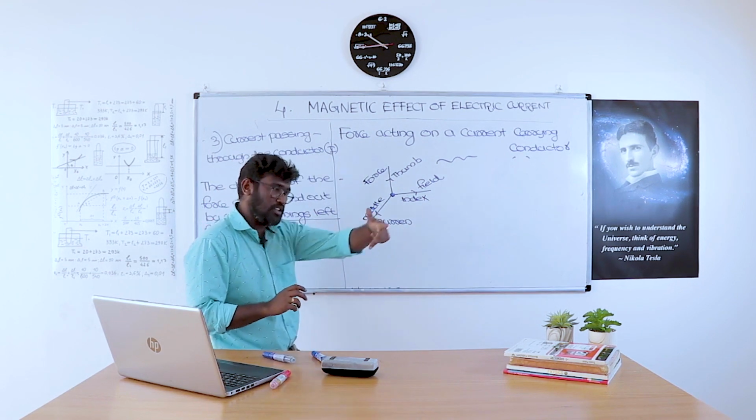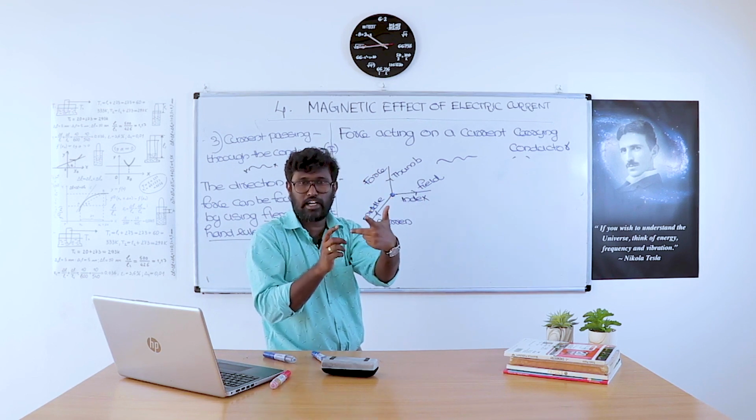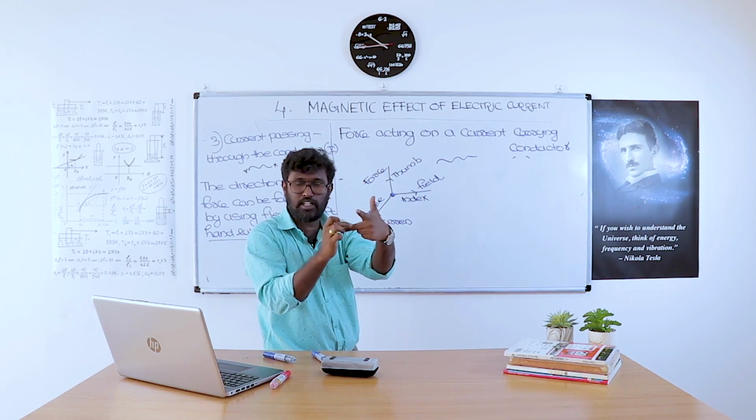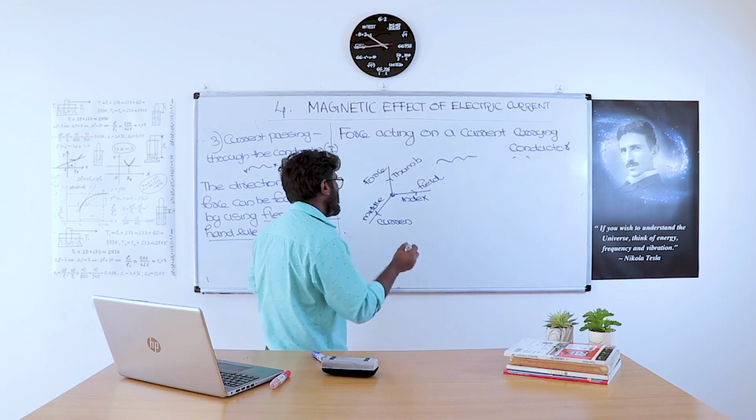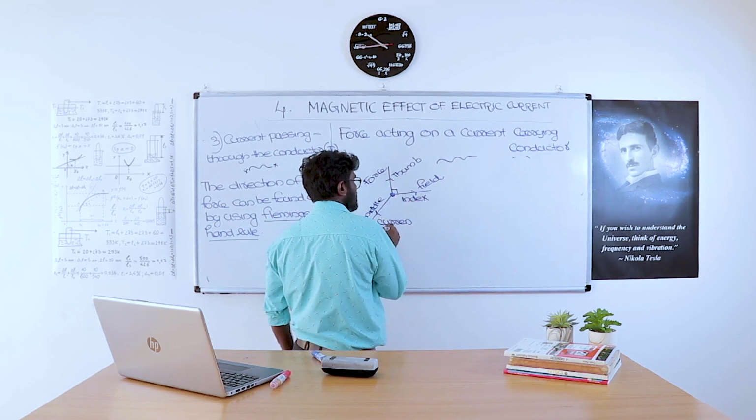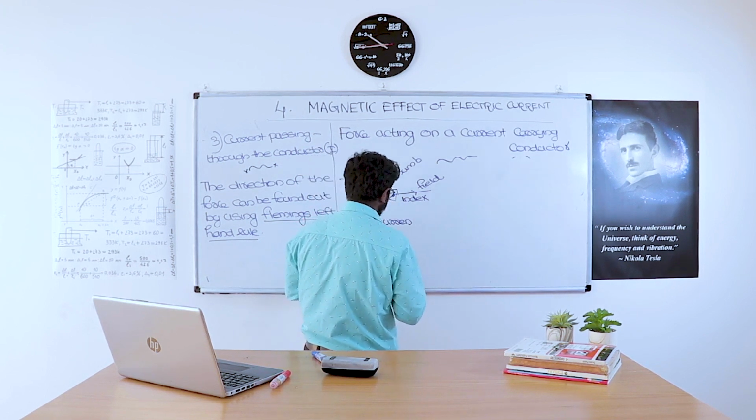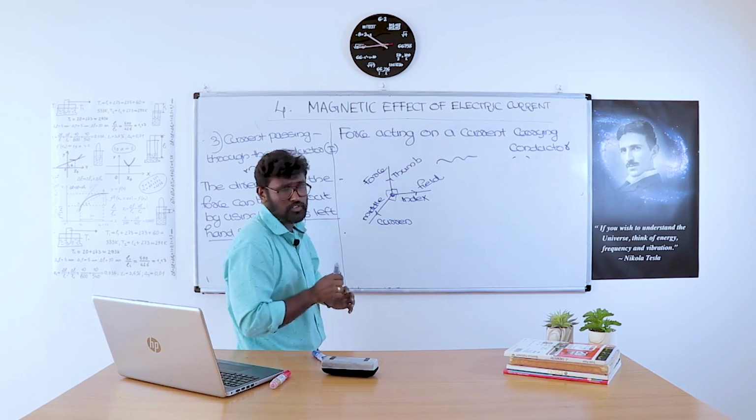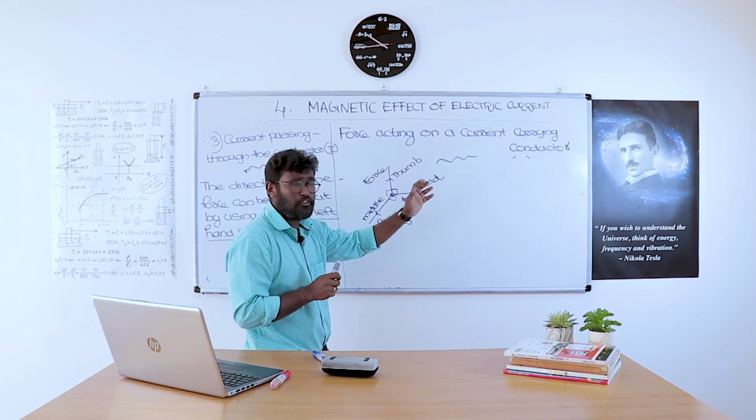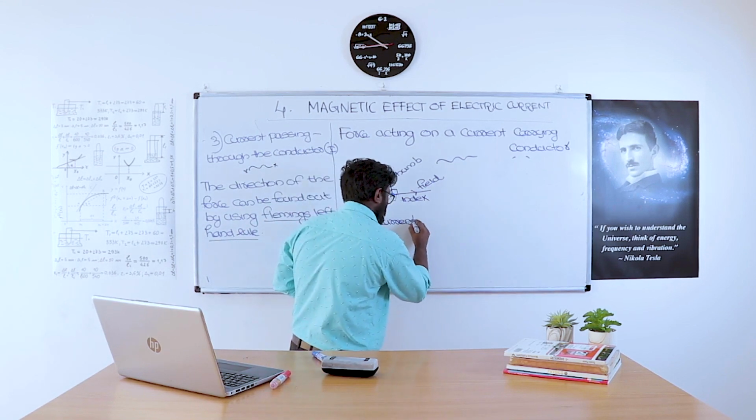According to Fleming's left hand rule, stretch the forefinger, middle finger, and thumb in mutually perpendicular directions. That means the angle between them is 90 degrees. What about the angle between the thumb, force, and field? Force and field, the angle is 90 degrees. This is also 90 degrees. All of them are mutually perpendicular. That means the force, field, and current are all in mutually perpendicular directions.